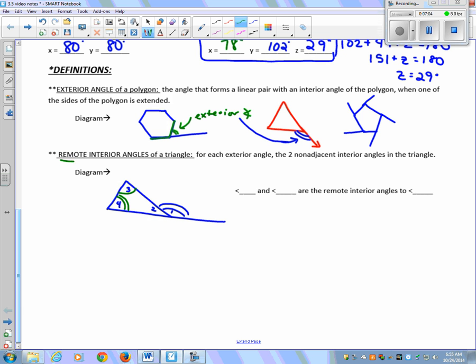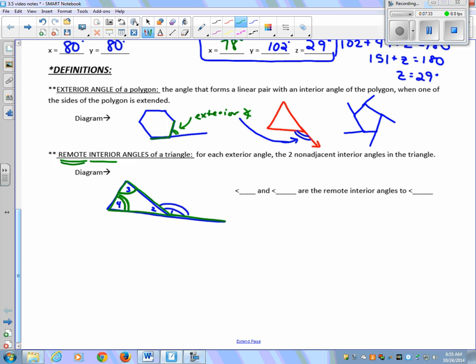Think about these words and what they mean. Interior means inside, so they're inside the triangle. Exterior, of course, means outside, so that's why this exterior angle is on the outside of the triangle. It's an extension outside of the triangle. But 3 and 4 are interior angles. Okay, so we've got 3 interior angles. When we're talking about the exterior angle, angle 1 here, the remote interior angles.